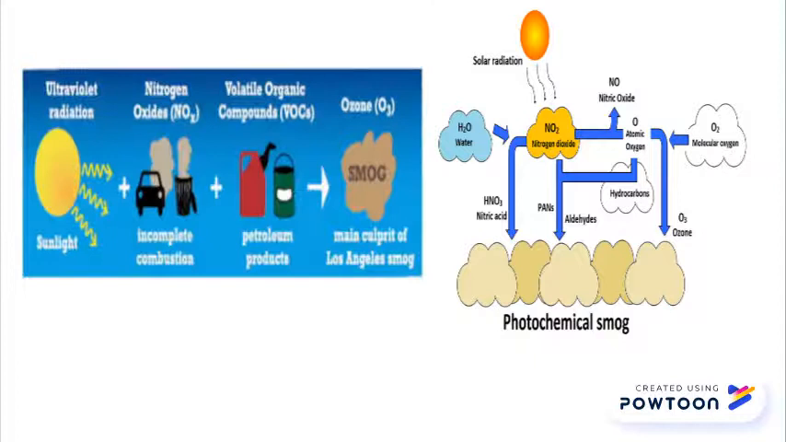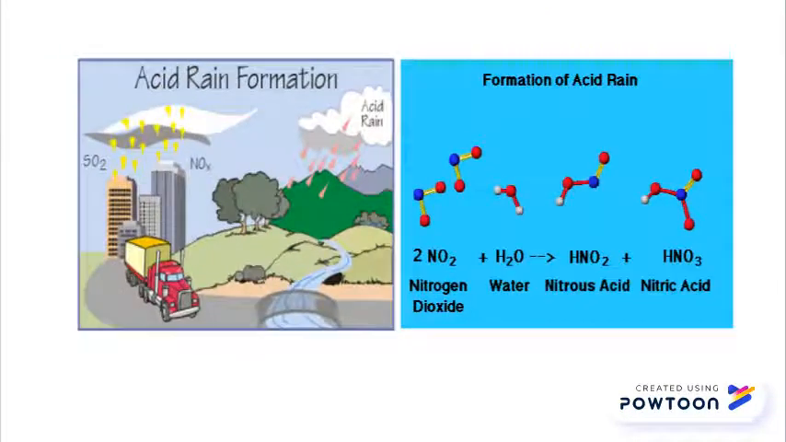Nitrogen oxides can become even more harmful when they combine with other substances. For example, when combined with ultraviolet radiation as well as VOCs or volatile organic compounds, they can form ozone or smog. Nitrogen oxides can also combine with SO2 or H2O to form nitrous acid or nitric acid, which then can fall as acid rain.